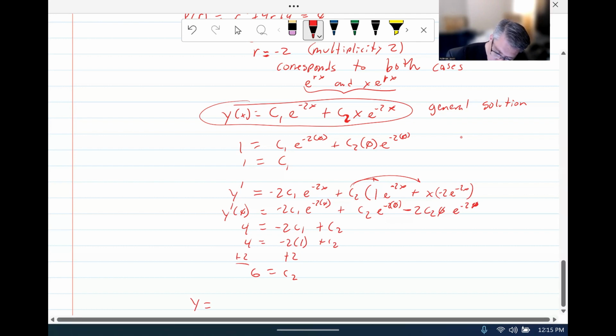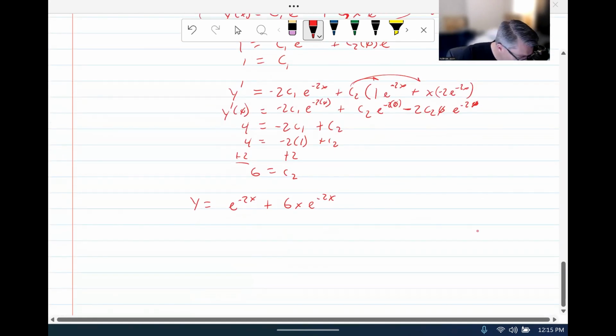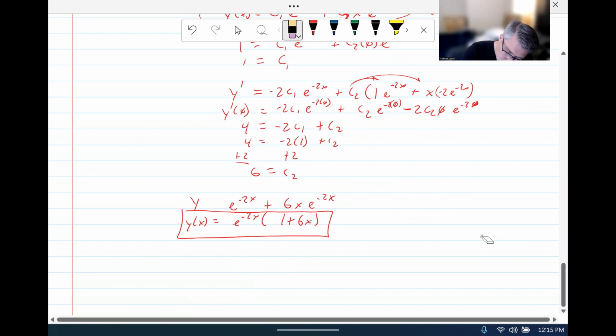I could write my particular solution, y of x, equaling c1, which is just 1, so this is e to the negative 2x plus c2 is 6, so that's going to be 6x e to the negative 2x. I can leave it like that if I want. Or I could factor. y of x is equal to e to the negative 2x times 1 plus 6x. And that's my solution. That's my particular solution.